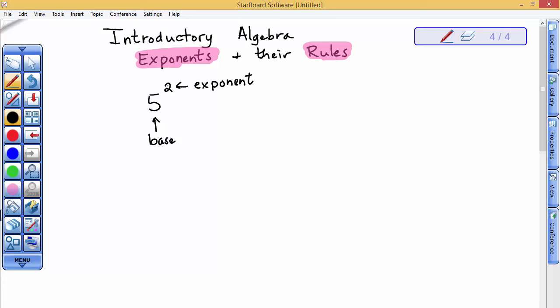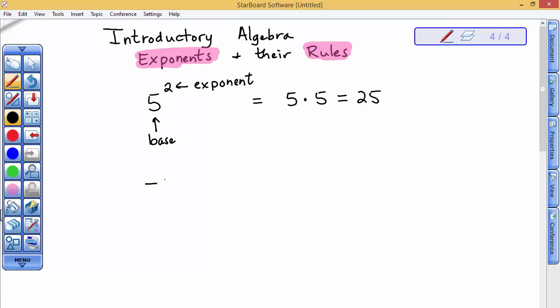So 5 to the second power means take the base 5 and multiply it times itself 2 times to get a value of 25. Essentially, this is shorthand. It keeps people from having to write down 5 times 5 and then stating that it is 25. Big thing, I want you to understand that the base is the large number and the exponent is the small number that is raised high.